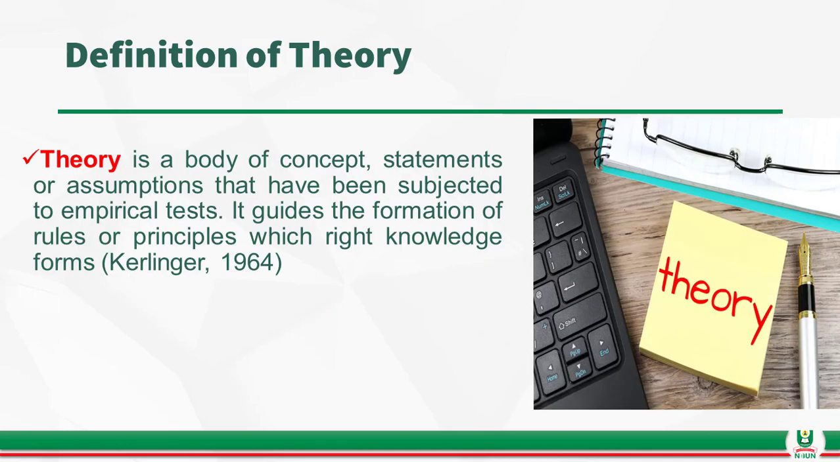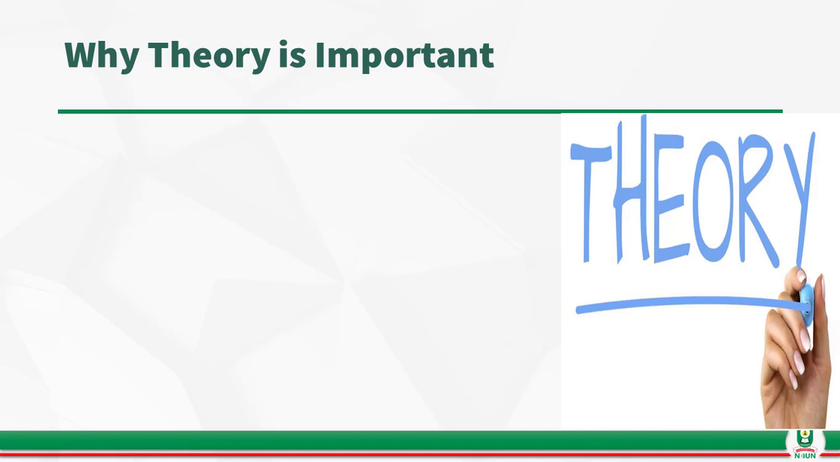Now, another definition of theory is from Kerlinger, 1964. He defined theories as a body of concepts, statements, or assumptions that have been subjected to empirical tests. That is theory: subjected to empirical tests, something that can be proven so that it is believed that it actually exists. It gets the formation of rules or principles which right knowledge forms. That is Kerlinger, 1964.